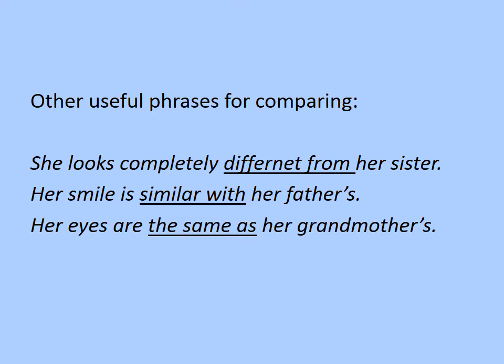Other useful phrases for comparing are different from, similar with, the same as. Let's see the examples. She looks completely different from her sister. Her smile is similar with her father's. It means with the smile of her father. Her eyes are the same as her grandmother's.